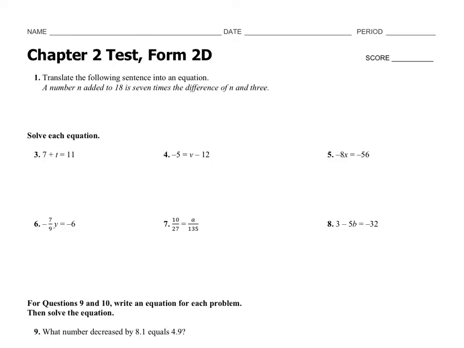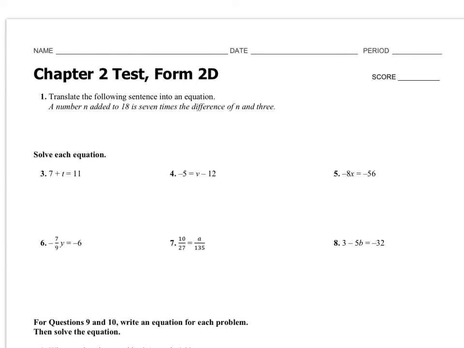Alright, so translate number 1, a number added to 18, so that would be N plus 18 equals, because this means equals, 7 times the difference of a number, so it would be 7 times n minus 3, not plus. That should be a minus there. Scratch that out. Okay. And we go down here to the number 3.